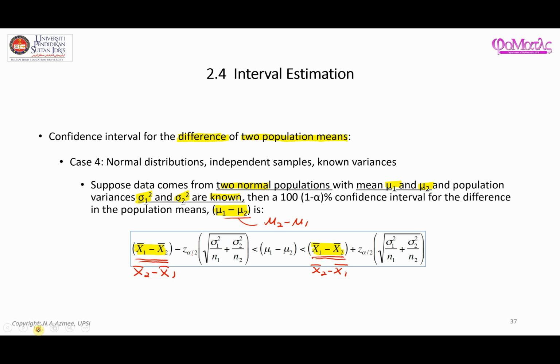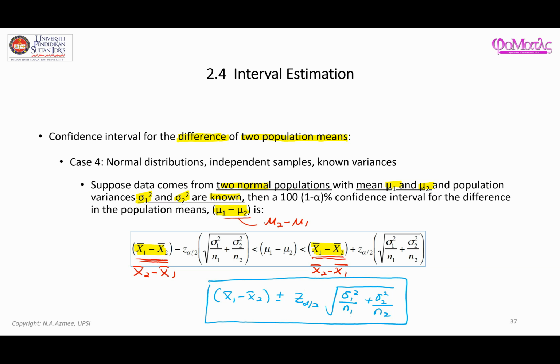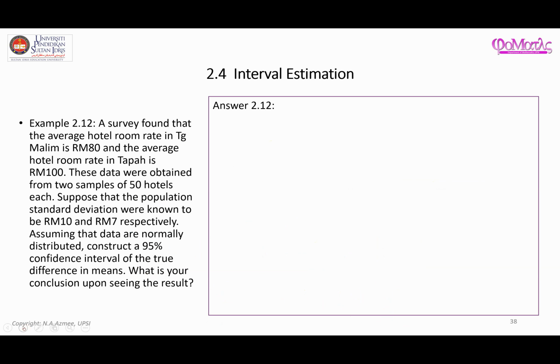So now let us try to perhaps write the formula in a compact form. So it is going to look like this: x bar 1 minus x bar 2 plus minus, so this one comes from the standard normal distribution table, and here we have sigma 1 squared, which is the variance over the sample size. This is also the variance for the second population over its corresponding sample size. So this is the formula written in a compact form. Right, let us look at the example.